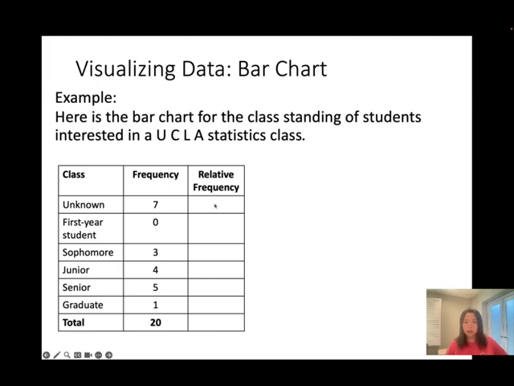Remember how to find the relative frequency? What's the formula? Use the frequency divided by the sum of all frequencies. So the first one will be 7 divided by 20. You're going to get 0.35. I want you to use a calculator, calculate the relative frequencies, and then find the sum of all relative frequencies.